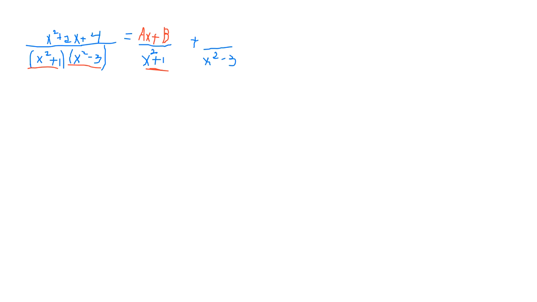Now, what's going to go above x squared minus 3? What factor would go there? Good, Rodrigo. It's going to be cx plus d. We can't use ax plus b again because we need to use different letters. All right, and so that's your partial fraction expansion.